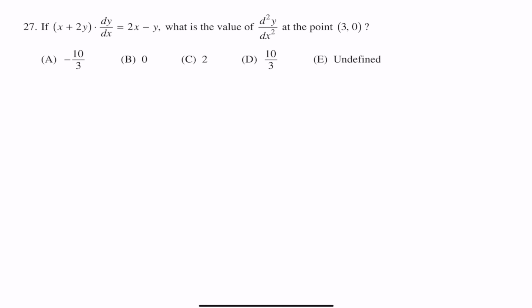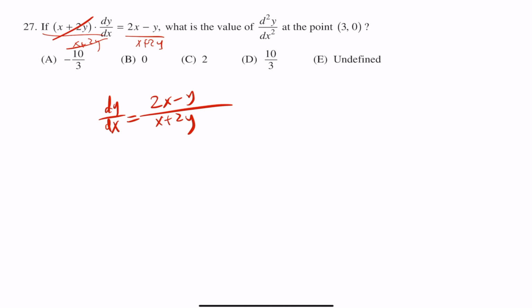Number 27: if (x + 2y) times dy/dx is equal to 2x - y, what is the value of y double prime at the point (3, 0)? So first, let's solve for dy/dx so we can take the derivative of that. So dy/dx would be (2x - y) divided by (x + 2y). I just divided by x + 2y on both sides, like this.